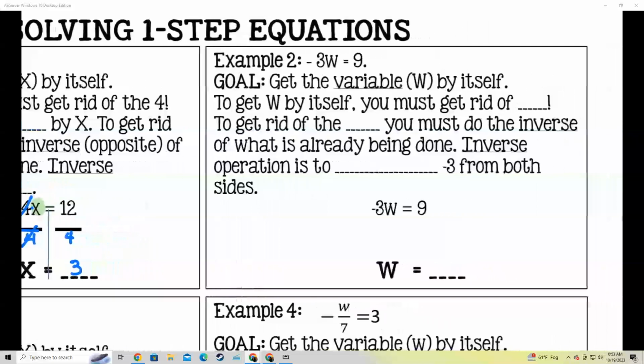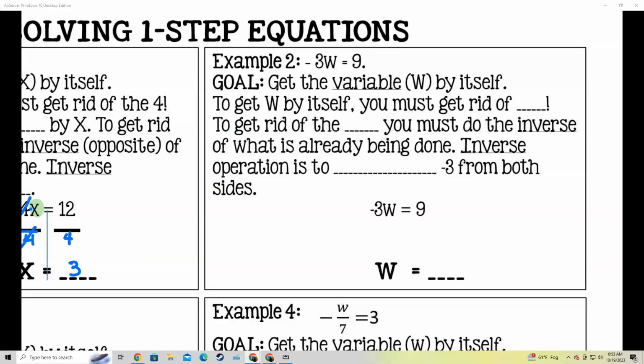Okay, next one. I got -3w is equal to 9. My goal is to get the variable w by itself. To get w by itself, you need to get rid of the -3. To get rid of the -3, you must do the inverse of what already is being done.